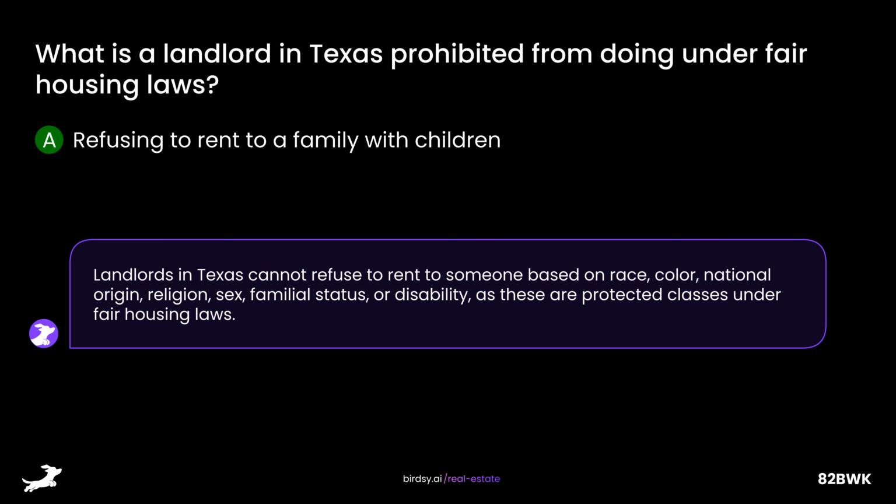Landlords in Texas cannot refuse to rent to someone based on race, color, national origin, religion, sex, familial status, or disability, as these are protected classes under fair housing laws.